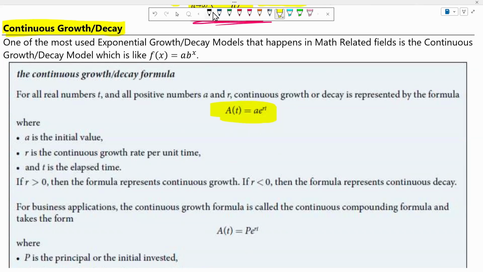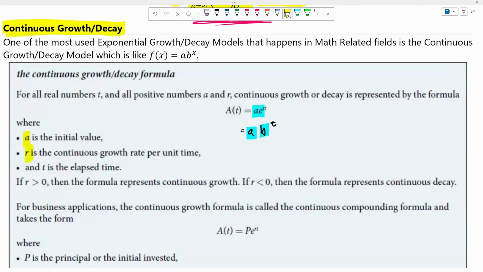All the stuff is still the same, so let me write it again, right? A, B to the T. You guys see how that A is still that A, right? The B is going to be that E to the R, and then the T is going to be the T. Okay?